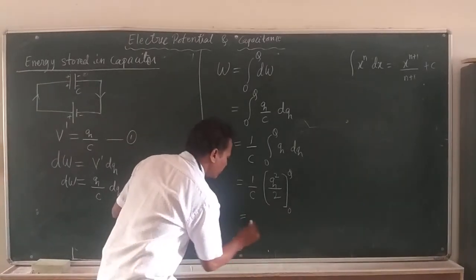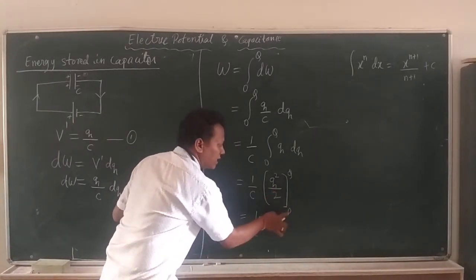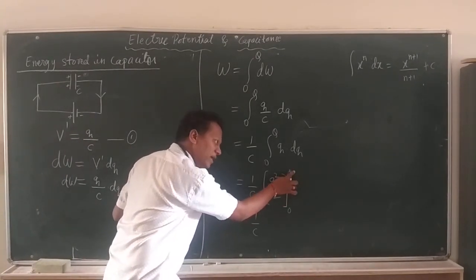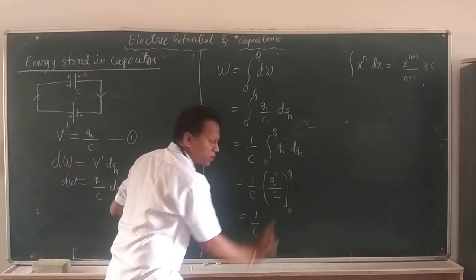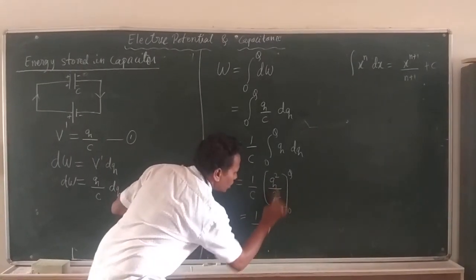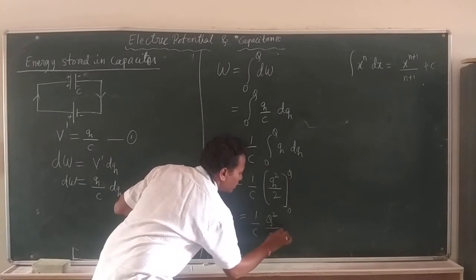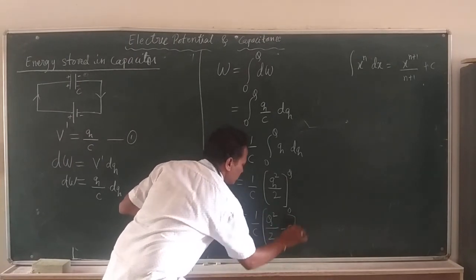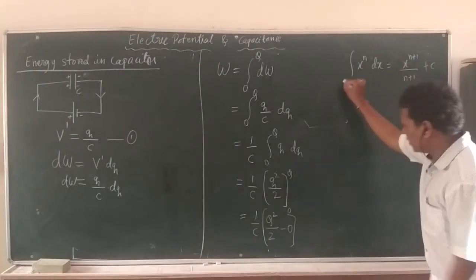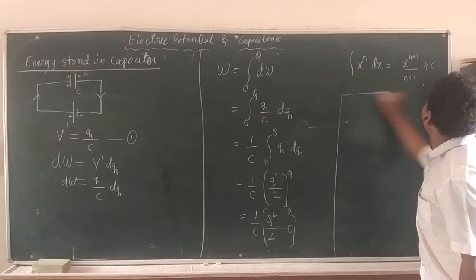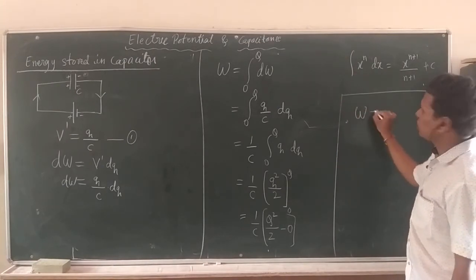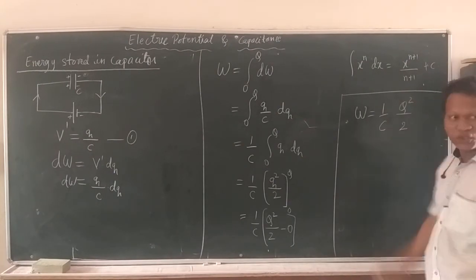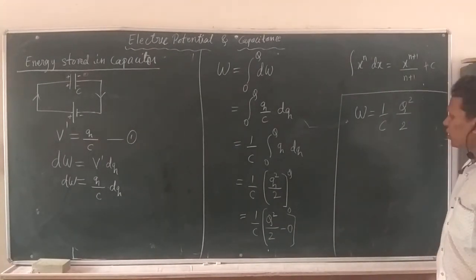Okay, now move on to what is left, 1 by c. We need to apply the upper limit and lower limit. In the place of small q, you apply capital Q, minus, in the place of small q, you substitute the lower limit, that is 0. So capital Q square divided by 2 minus 0, so I leave out the whole thing. So what is left? W is equal to 1 by C, capital Q square divided by 2. Minus 0 is there, so need not worry about this.